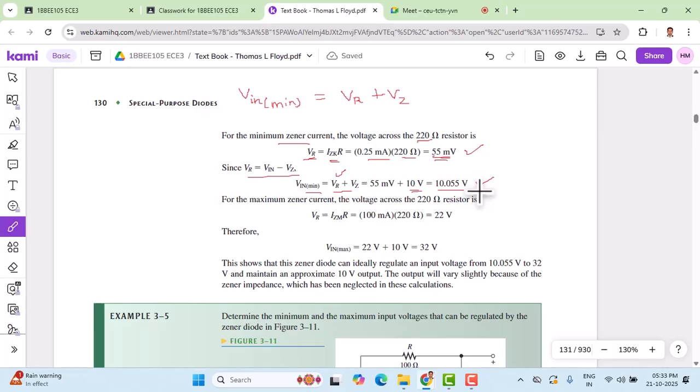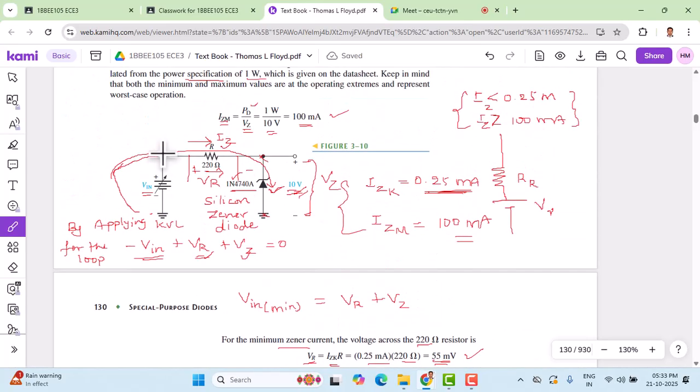So let us now calculate the maximum input voltage. For that, in place of Izk I must use Izm, the maximum current that is flowing through this loop in the circuit shown here. Instead of assuming an Izk as in the first case, we can assume Izm. Here this is Izm.